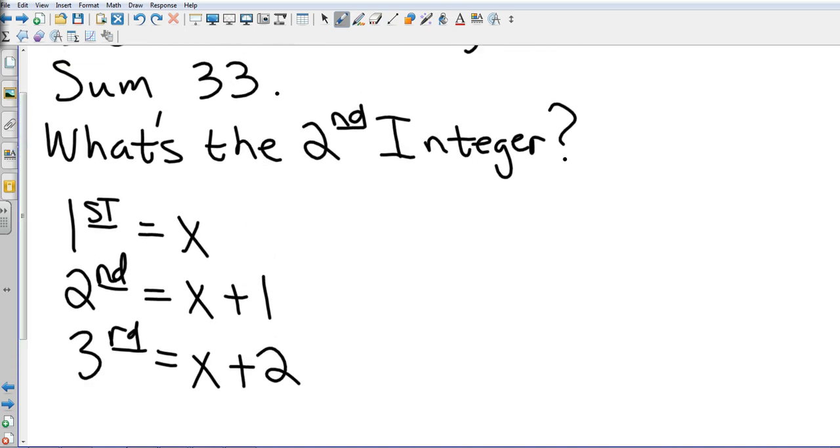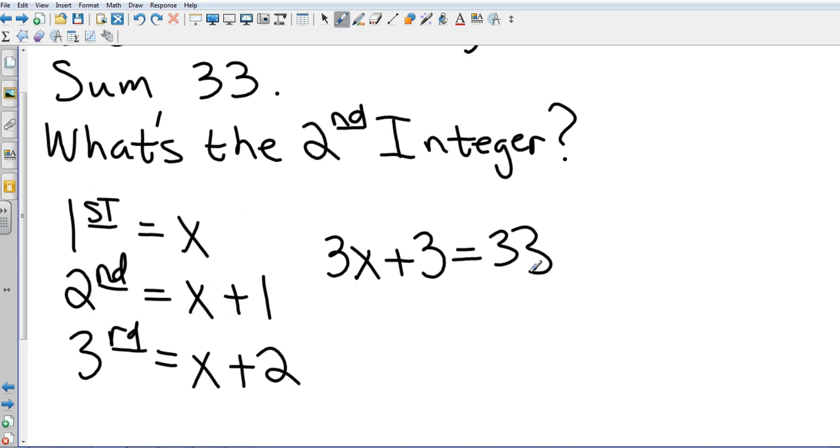What does that mean? Add them together and set them equal to 33. What's 1x plus 1x plus 1x? 3x. And then 1 plus 2? 3. And it says that their sum is 33. What a good looking problem. Only 3's in it. 3x plus 3 equals 33.